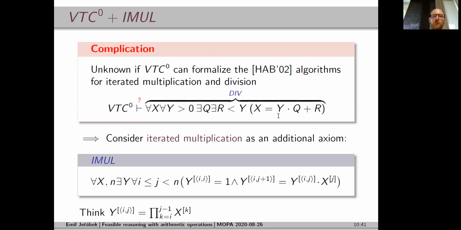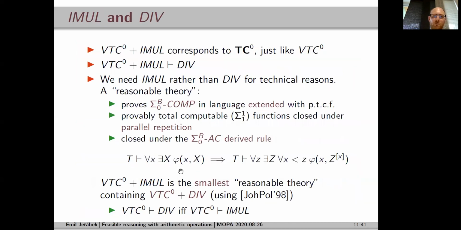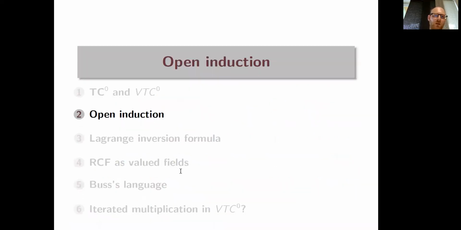And for this reason, we consider also an extension of this theory where this is given as an axiom. Actually, we will not use division as an axiom, but iterated multiplication. The algorithm for iterated multiplication gives also division, but even though division looks like an easier and more natural property, we need the axiom to state the totality of iterated multiplication for some reasons. So, this is the theory that I will work with: VTC0 extended by an axiom which says that iterated multiplication is total. There is some more explanation why we want iterated multiplication instead of division, but I can just skip it. It's not really important.